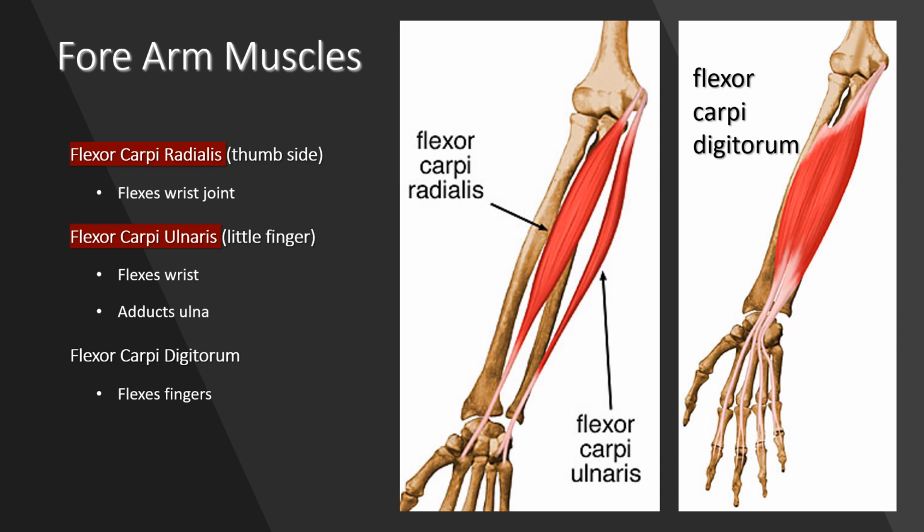And we have a slight abduction with the radialis, but it's not really much of a movement, not like the adduction with the ulna. So we have flexor carpi radialis, flexor carpi ulnaris, and flexor digitorum, and these all flex the wrist. The digitorum flexes the fingers and goes down, as you can see, into those four fingers, and the thumb is a different kettle of fish, which we'll do on later slides.